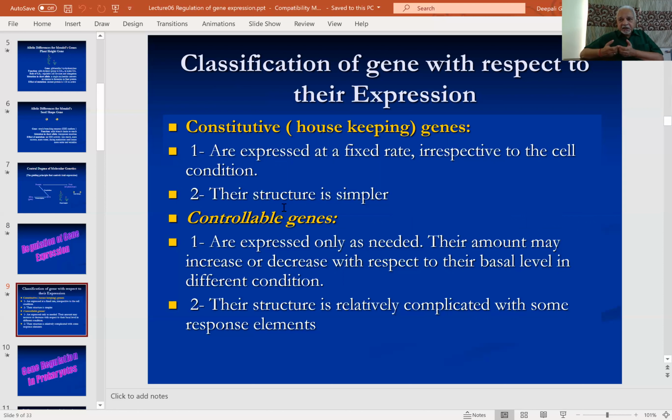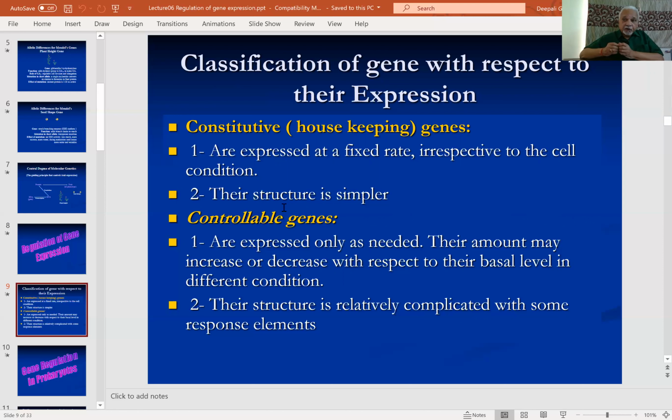And the other class or group of genes, and these genes are simple. They have a simple structure actually. What I mean is a promoter, the structural gene and the terminator. So there is no other part in the gene. So they have a simple structure.